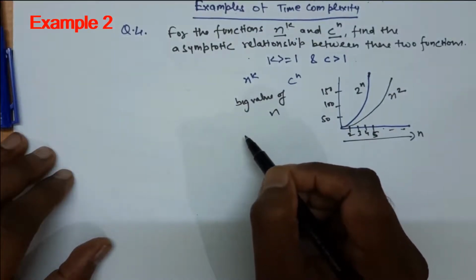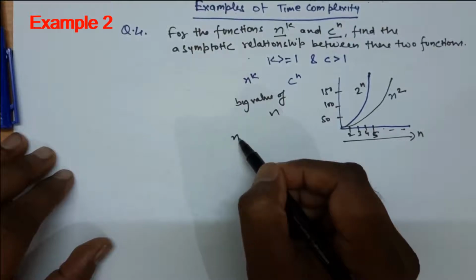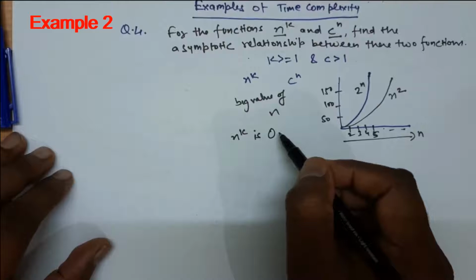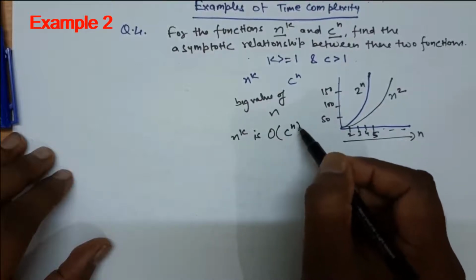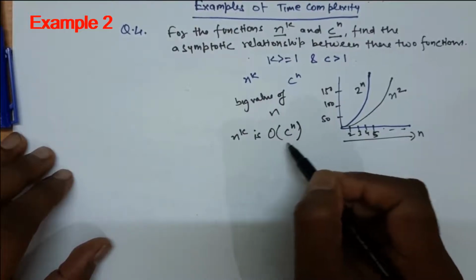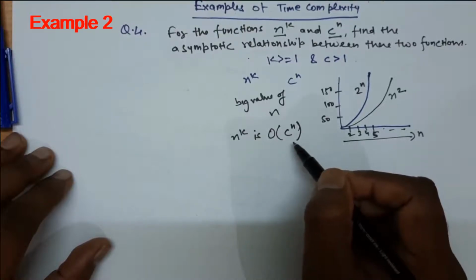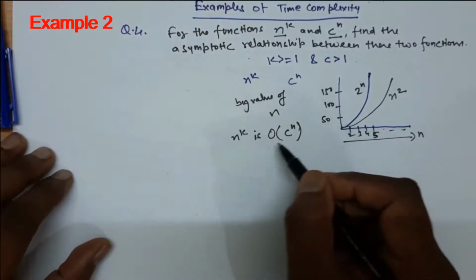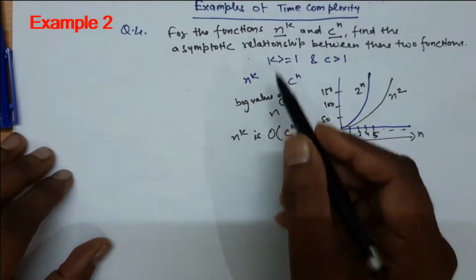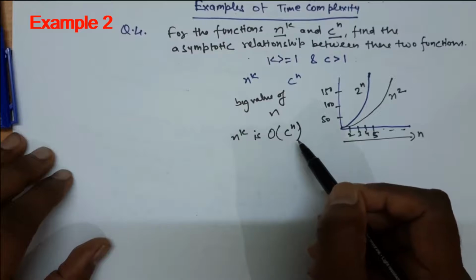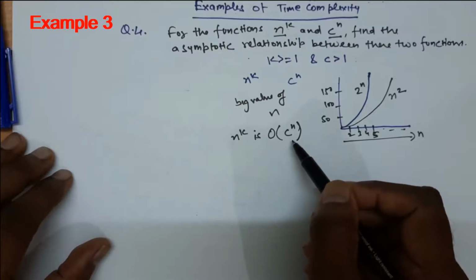So we can say that n to power k is order of c to power n. Okay, because c to power n is your upper bound. Okay, means the function n to power k is order of c to power n, but we cannot write vice versa.